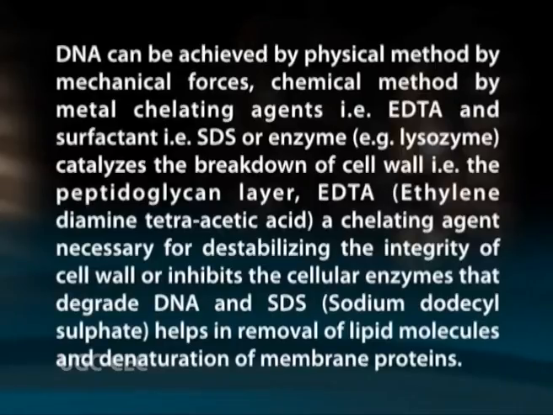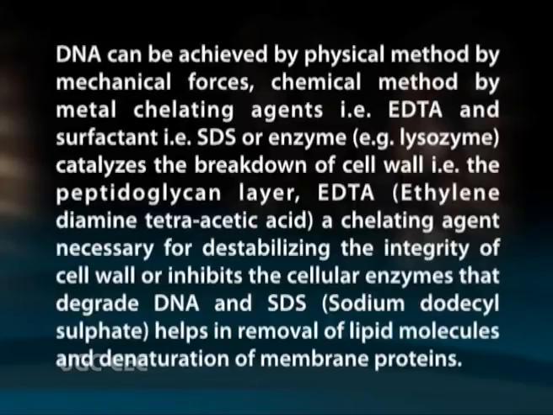The bacterial cells are usually grown on a complex medium like Luria Bertani or LB or nutrient broth NB. Later, the cells are separated by centrifugation and cell extract is prepared by lysis of the cell wall to release the genetic material. This can be achieved by a physical method using mechanical forces, or a chemical method using metal chelating agents like EDTA and surfactant, that means SDS, or an enzyme like lysozyme, which catalyzes the breakdown of the cell wall, that means the peptidoglycan layer.